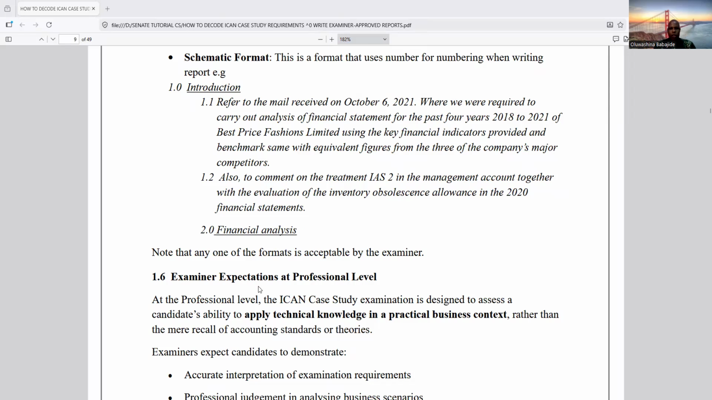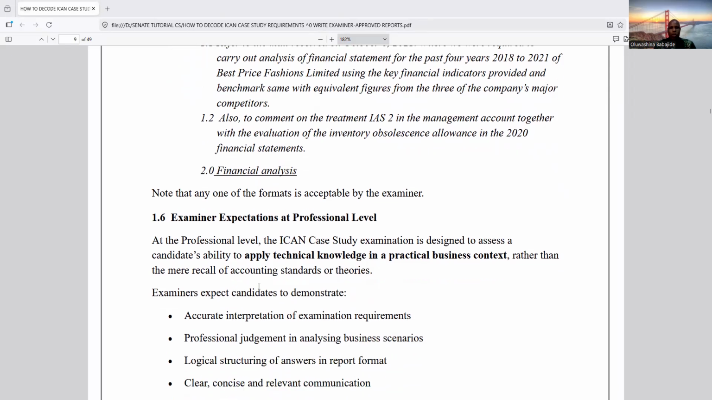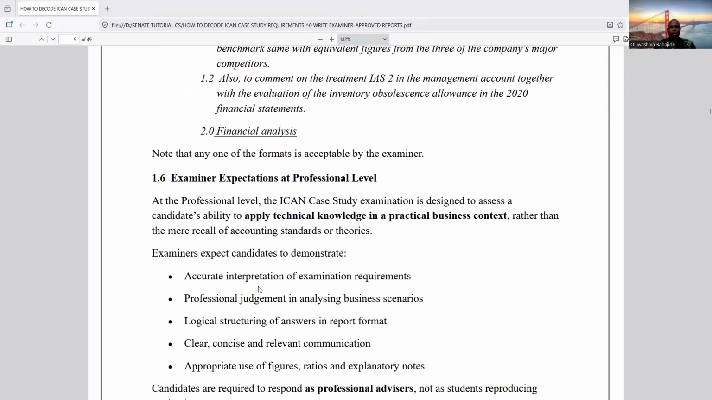examiner expectations at professional level. That will then lead us to the key verbs that we need to know, because if these key verbs are not stated in your requirement, how are you going to treat it when you see that type of keyword? But let me start. The topic today is examiner expectation at professional level.